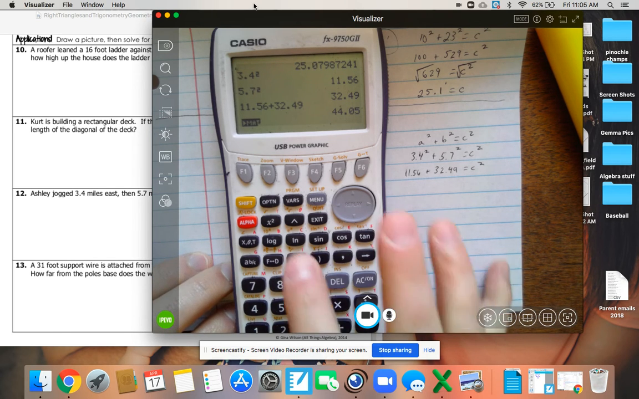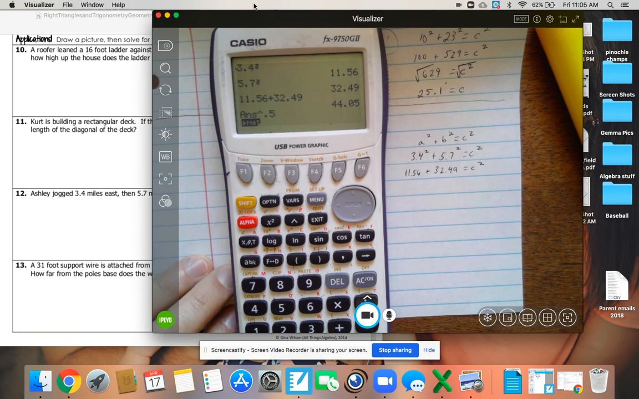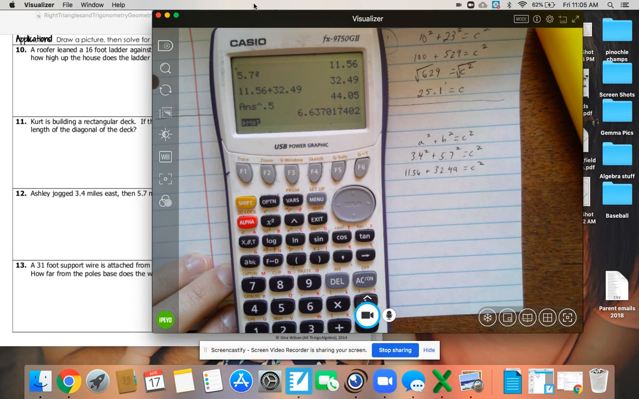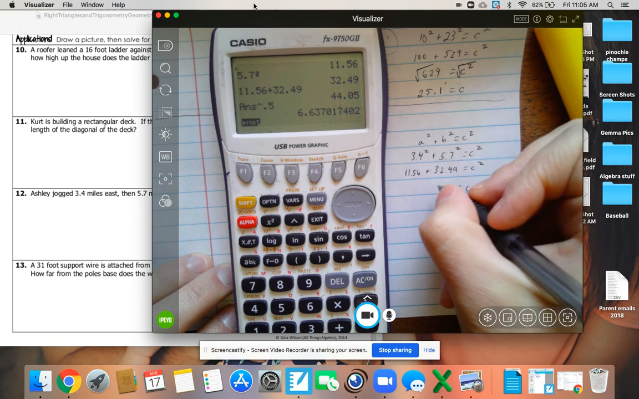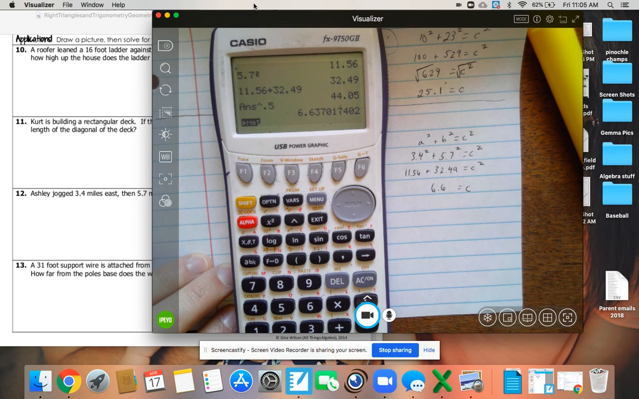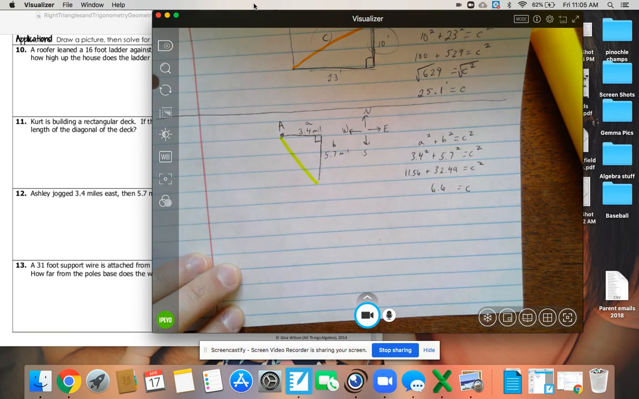One way, actually a quick way to take the square root of something is to raise it to the half power. That's just a little trick for you guys if you wanted to use it. So it's the same thing, taking the square root and raising something to the half power are equivalent. So when we do that and we hit equals, we should get our answer of 6.637. So let's just round that. C would be equal to 6.6 miles from our starting position.